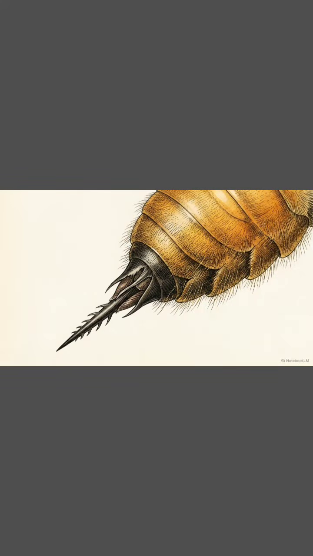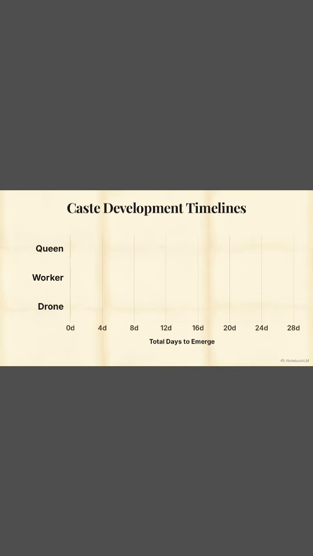Reproductive organs, defines its role in the colony. Let's look at this timeline mapping out how these bees develop. All honeybees undergo complete metamorphosis, which means they pass through 4 distinct stages: egg, larva, pupa, and adult.